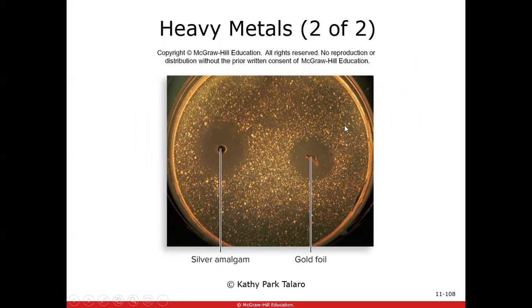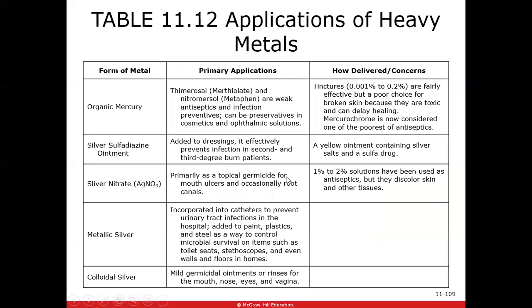This is a petri dish with a lot of bacteria, and you have a little piece of gold and a little piece of silver amalgam. That sounds familiar, doesn't it? Silver amalgam is what you use in fillings. Just the nature of the metal means that around the silver you have limited bacterial growth, and around the gold you have limited bacterial growth. So that's why we use it in fillings. And then here's some of the heavy metals and what they're used for.